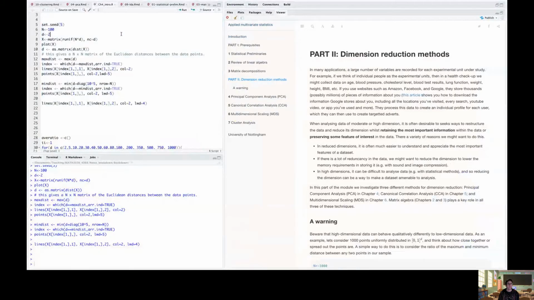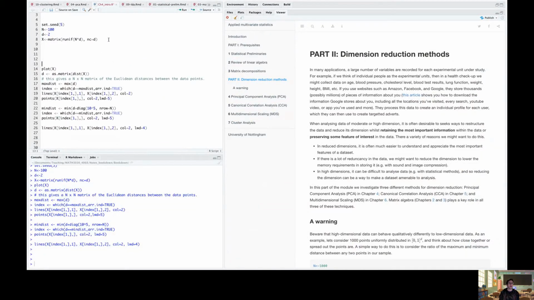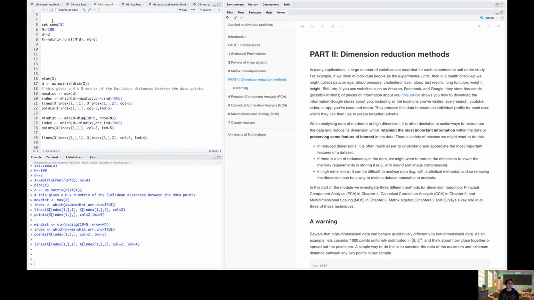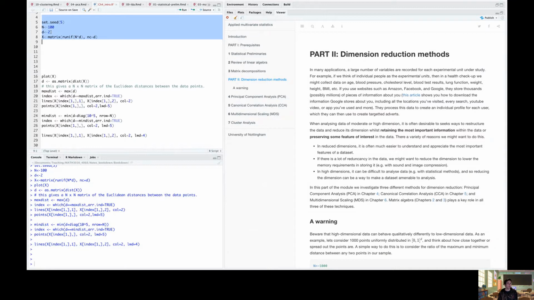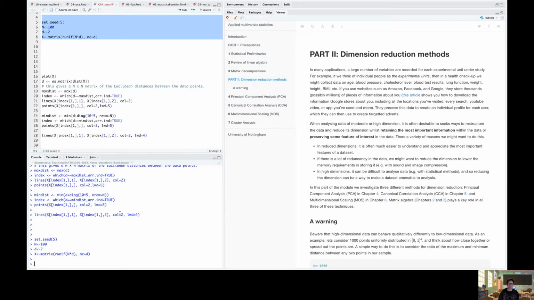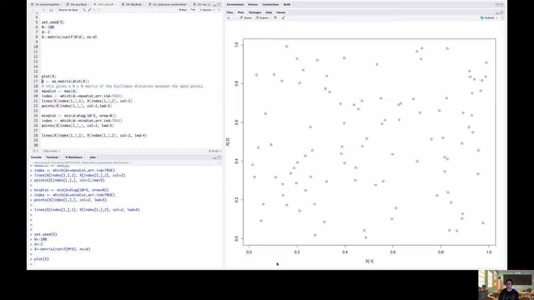So let me share my screen. Okay, so what I want you to think about is, let's simulate 100 points in 2 dimensions, and we're going to pick them uniformly distributed between 0 and 1. So I've got 100 points in 2 dimensions. The x variable is between 0 and 1, the y variable is between 0 and 1. 100 points here. And we can think which 2 points are farthest apart here.